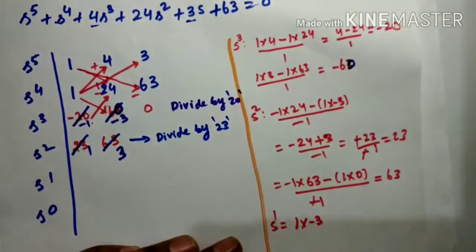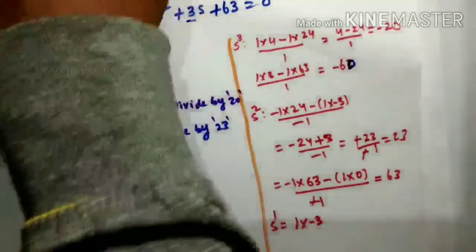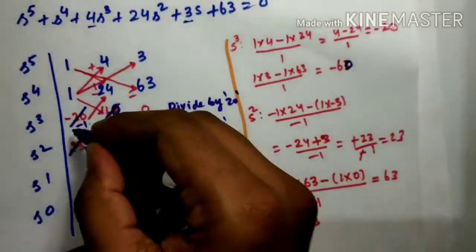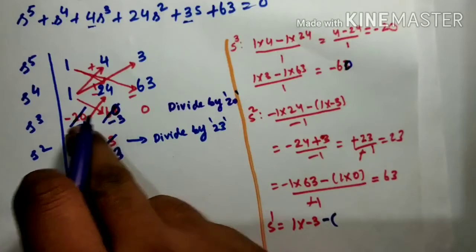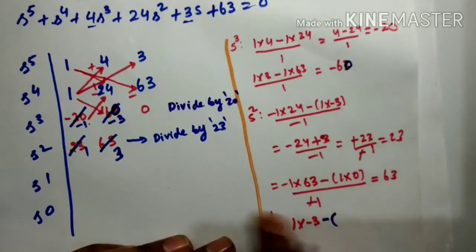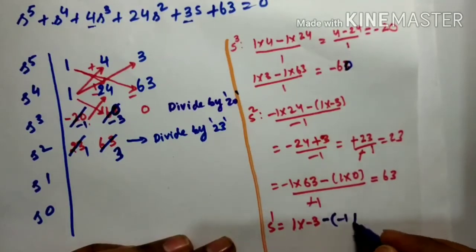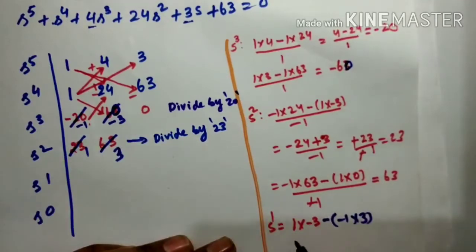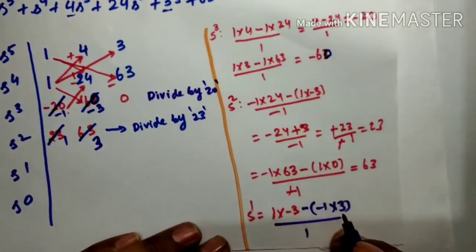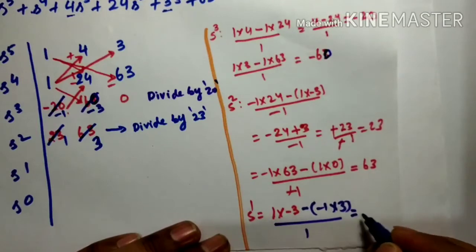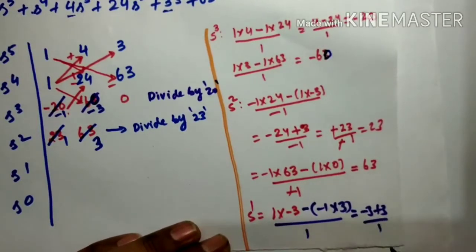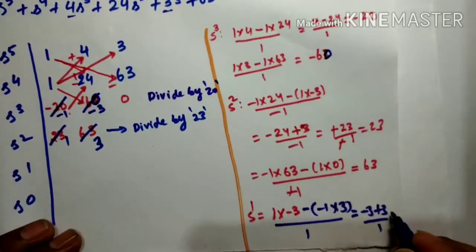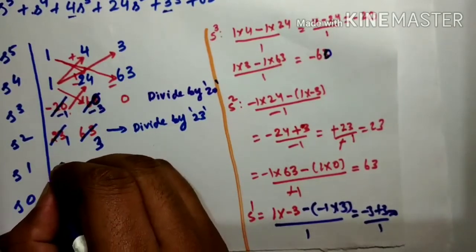Okay, so 1 into minus 3, 1 into minus 3, here minus, so already as per the equation minus, so minus 1 into 3 by 1, how much will you get? This will become minus 3 plus 3, so what do you get? By 1, this is 0, this is 0, so you will get 0.